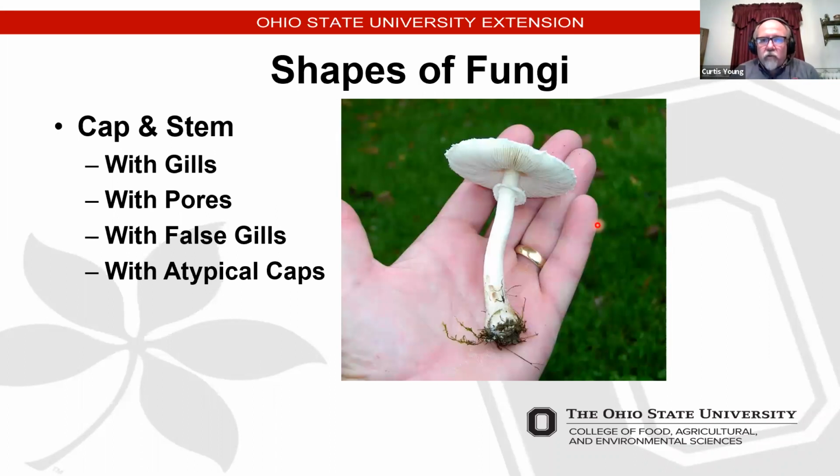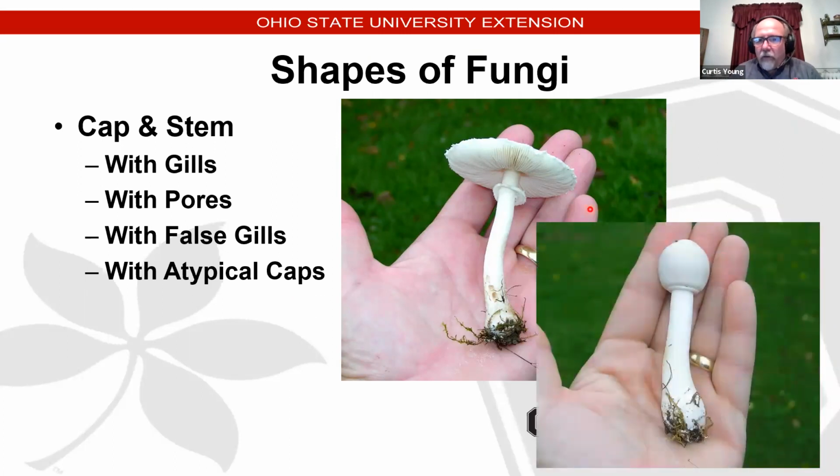When we start describing the fungi, the macrofungi, what you see in front of you right now is one of the very stereotypic appearances of the macrofungi. This is a standard cap and stem type of mushroom. And you notice over on the side, we have descriptions of these cap and stem types of fungi or mushrooms. Can have gills under the caps. They may have pores under the caps. They may have false gills. And then there's a whole lot of mushrooms that have atypical caps. And we'll look at those very quickly here.